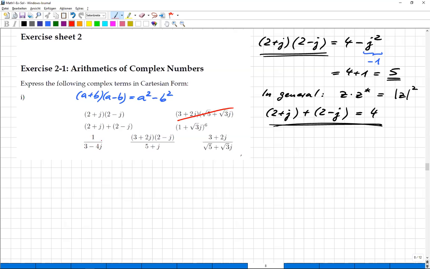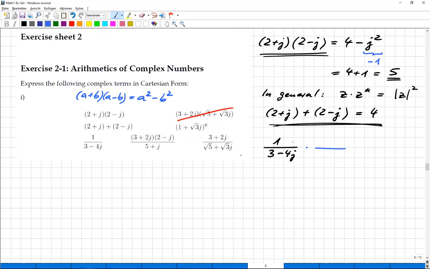Let's take this next. It's a division, and this is one of the reasons why we introduced the complex conjugate, to be able to make a division in such a way that we have Cartesian form in the end. So what do we have to do? One good idea is to expand in a certain way this fraction. I don't know, is that the correct term to say expand?